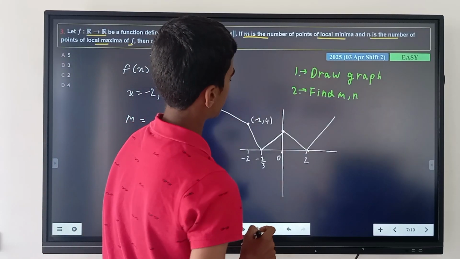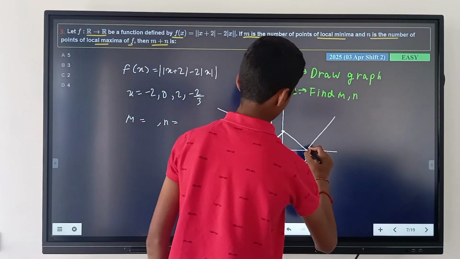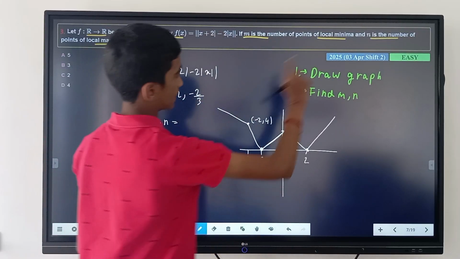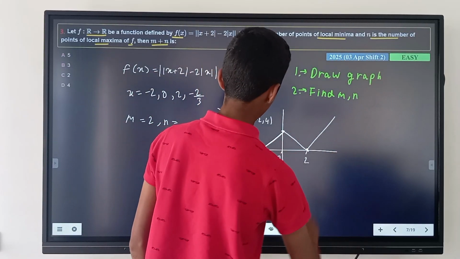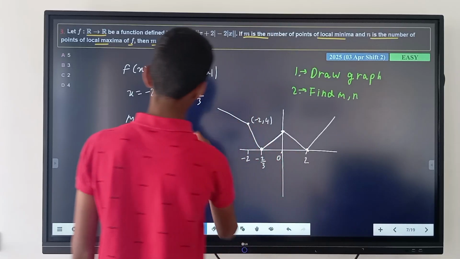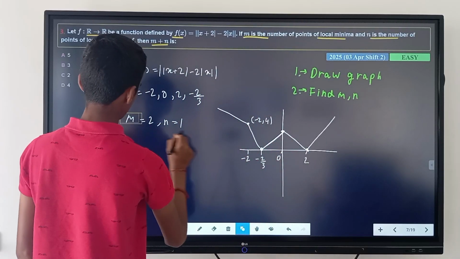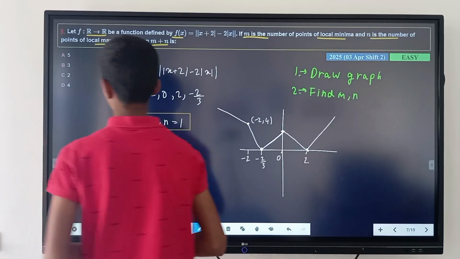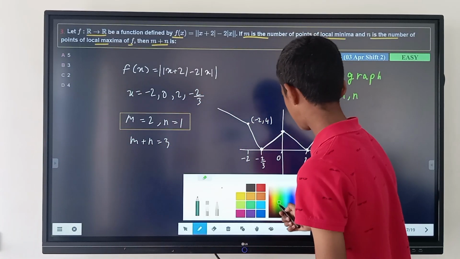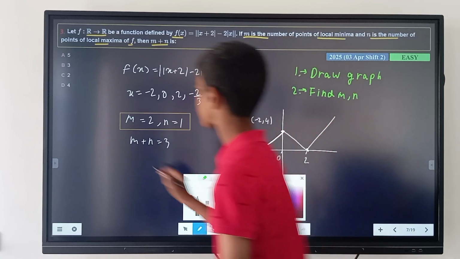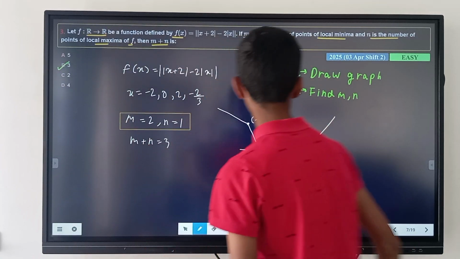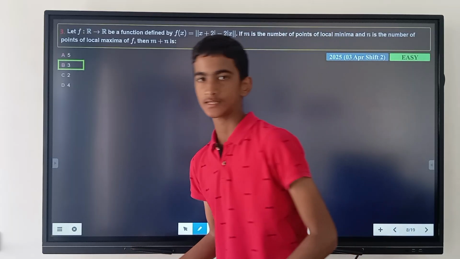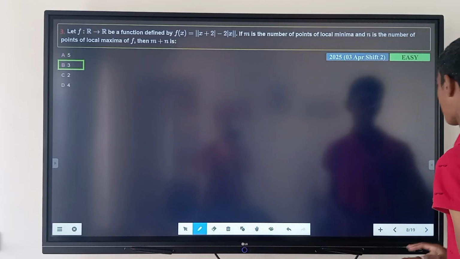Now m is the number of points of local minima. We attain local minima at 2 points, so m is equal to 2. N is the number of points of local maxima, which we get only one time, so this is equal to 1. From here our m plus n is equal to 3, so our answer will be option B. And here is our solution, and we can see that our answer is correct.